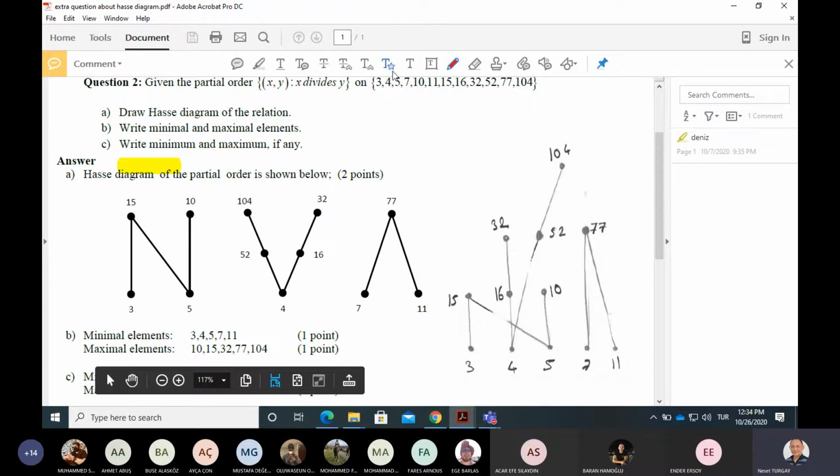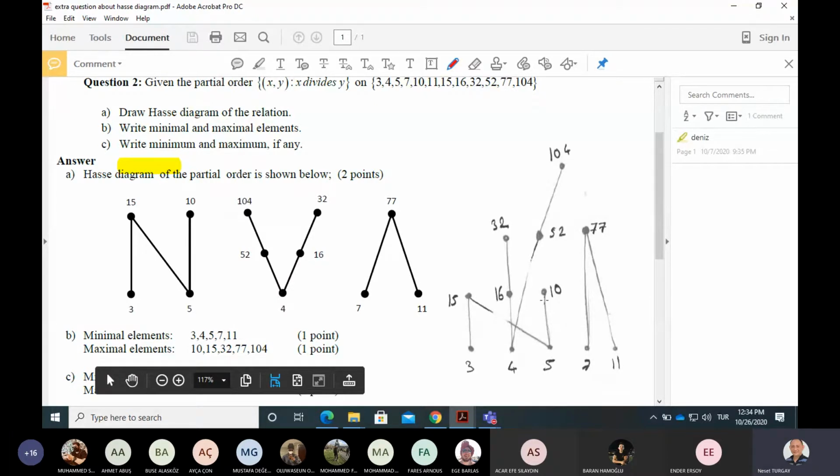Now we continue. Does 4 divide 5? No. But we also look at, does 3 divide 5? No. So these all have to be in the same level. Next one. Does 5 divide 7? No. Does 4 divide 7? No. Does 3 divide 7? No. After that, what comes? 10 comes. Now, 7 doesn't divide 10. But when I look at these guys, I can see that 5 divides 10. So I have to write 10 in the upper level.